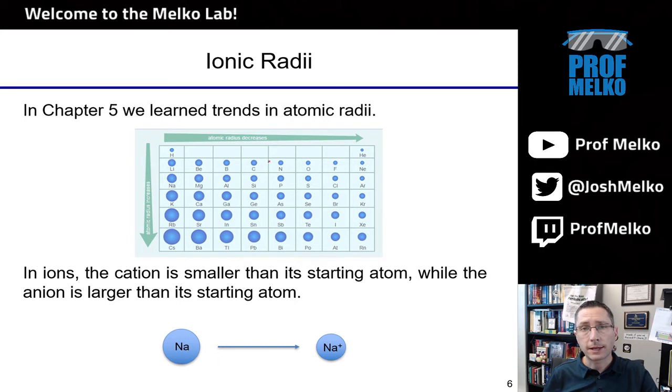Now, in chapter 5, earlier videos, we learned about trends in atomic radii, right? How big is an atom? Well, it depends what atom you're talking about. As you go down the periodic table, they get larger.